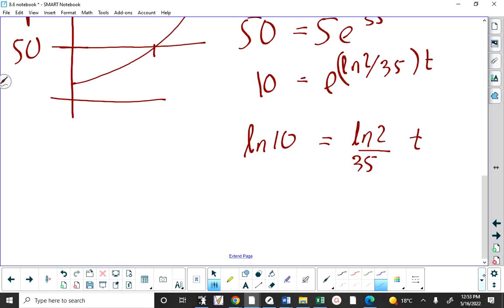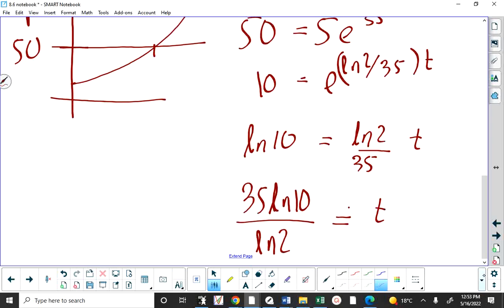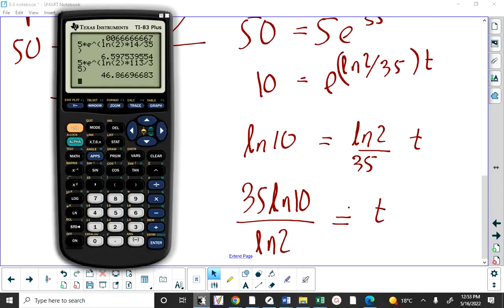Ultimately, though, I can take 35 times ln of 10, and divide that by ln of 2. And this will be the time in years of growth, not the year date. Almost said star date. So 35 ln 10, close the brackets on that and divide by ln of 2. About 116 years.